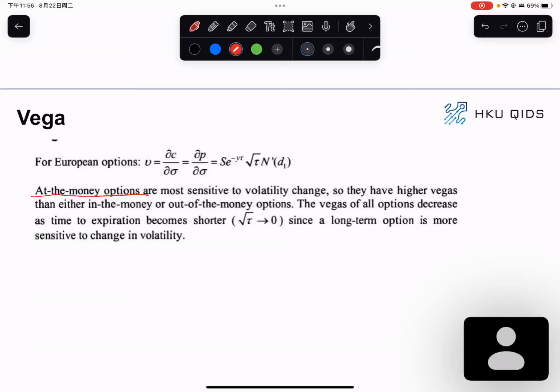But the Vegas of all options decrease as time to expiration shortens, because when the term goes longer, you actually have higher volatility. That's also the reason why the US 10-year Treasury bond will in most cases have a higher rate, okay, not always, because currently we actually have a higher interest rate for the 1-year or 2-year short-term Treasury bond.